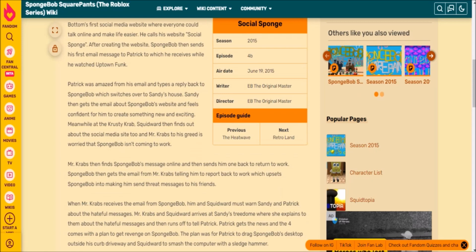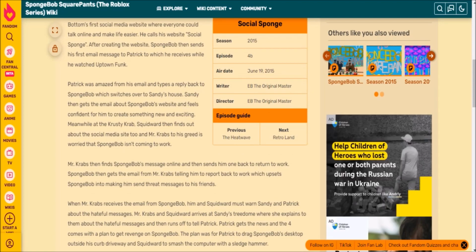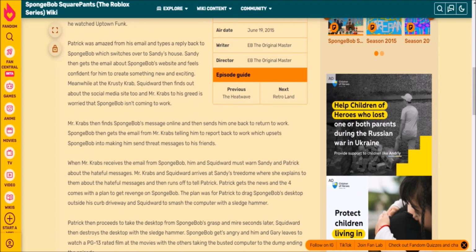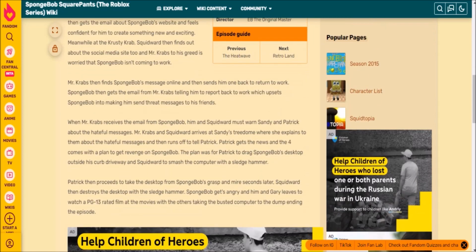Meanwhile, at the Krusty Krab, Squidward then finds out about the social media site too, and Mr. Krabs, to his greed, is worried that SpongeBob isn't coming to work. Mr. Krabs then finds SpongeBob's message online and then sends him one back to return to work. SpongeBob then gets the email from Mr. Krabs telling him to report back to work, which upsets SpongeBob into making him send threat messages to his friends.